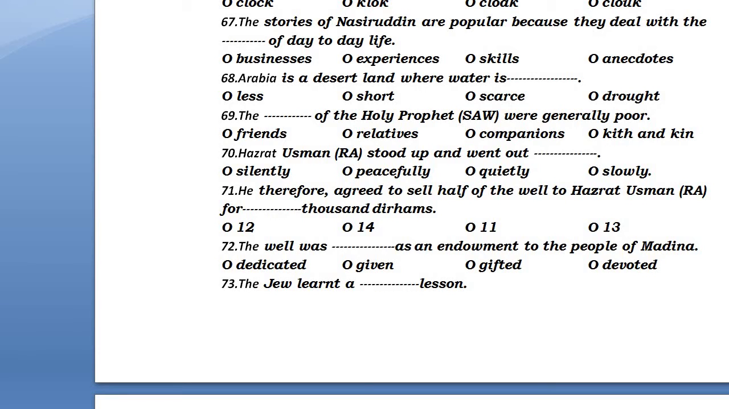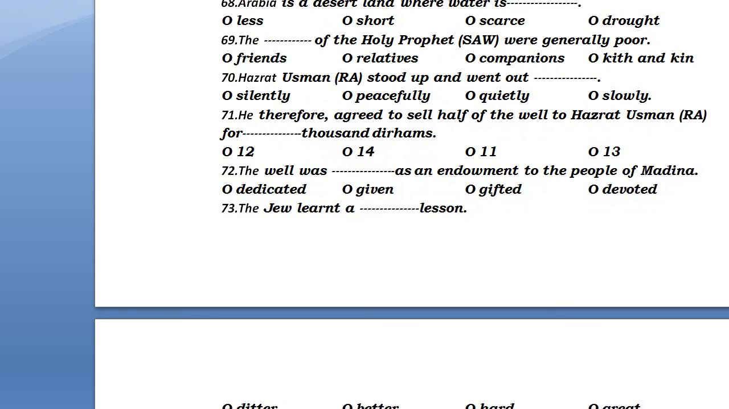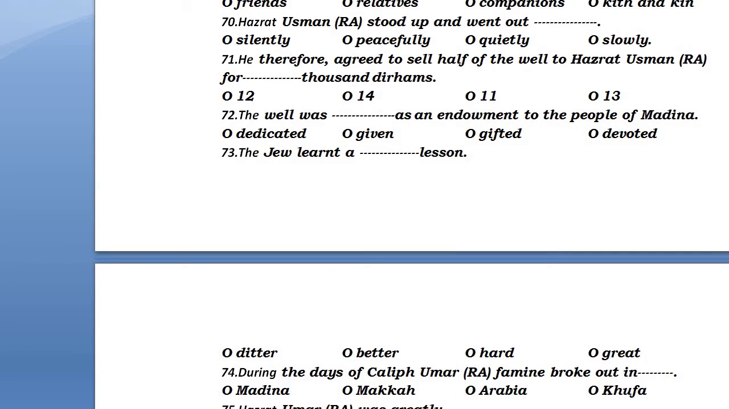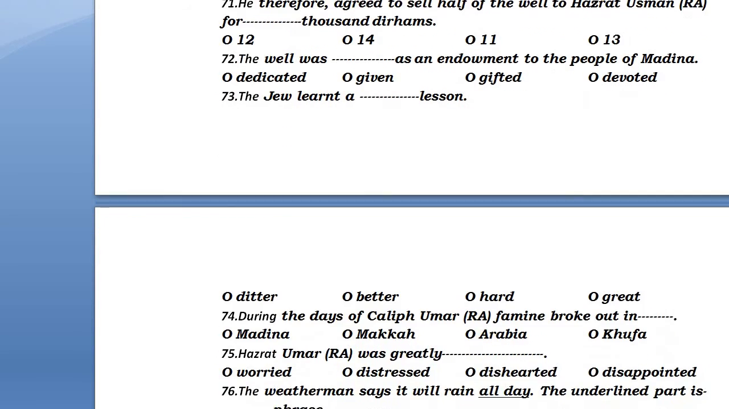Then part 73. The Jew learnt a dash lesson. Kindly do the correction in the first option, that is bitter, B-I-T-T-E-R. Bitter, better, hard, or great. Then part 74. During the days of Caliph Umar, famine broke out in Medina, Makkah, Arabia, Kufa. Please go for the best possible answer.